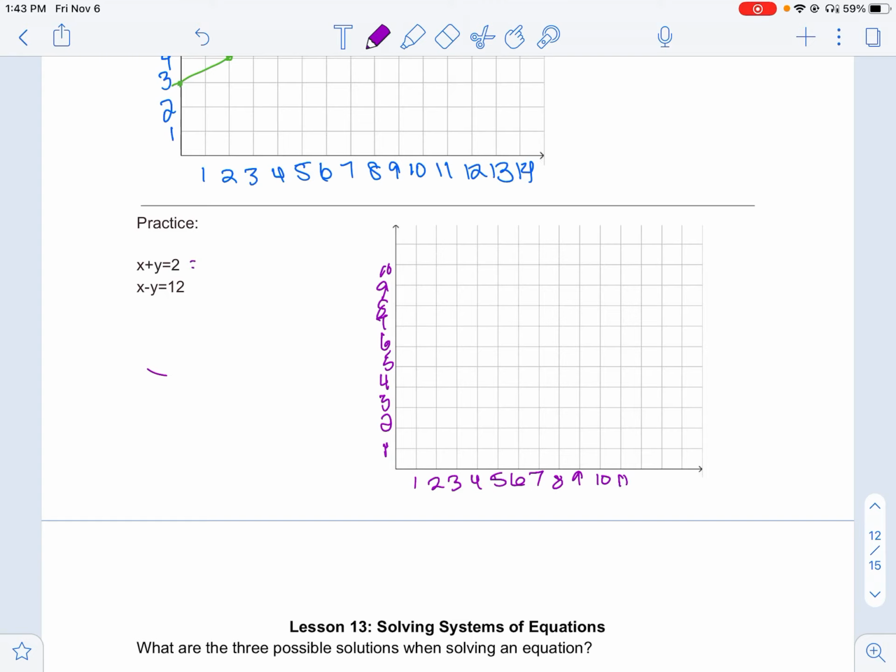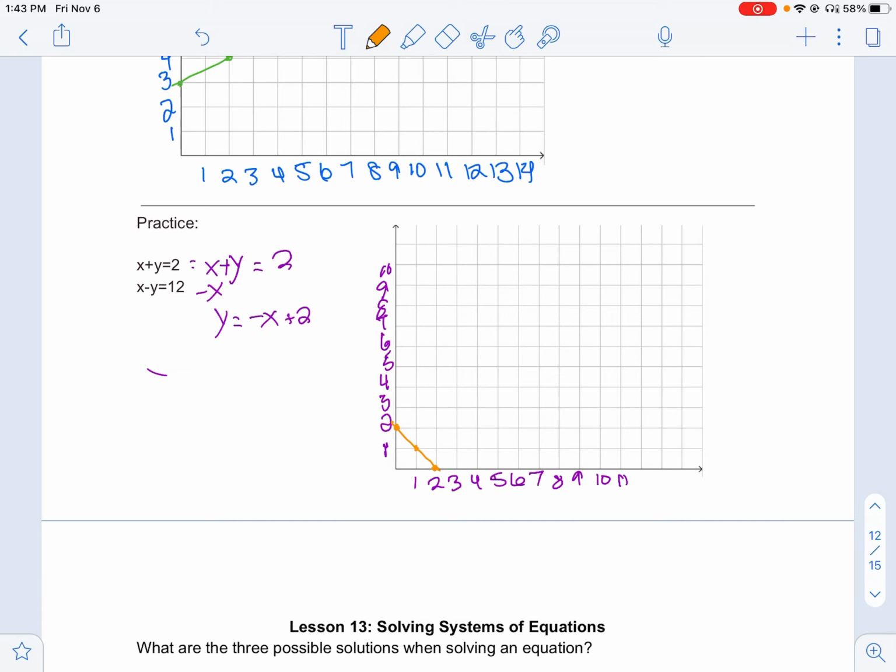So for this one, okay, I have x plus y equals 2. So I need to subtract the x to get y equals negative x plus 2. Okay, I can go ahead and graph that one. So it starts at positive 2, and the slope is negative, down 1 over 1. Okay, down 1 over 1. So it's a very short line segment.